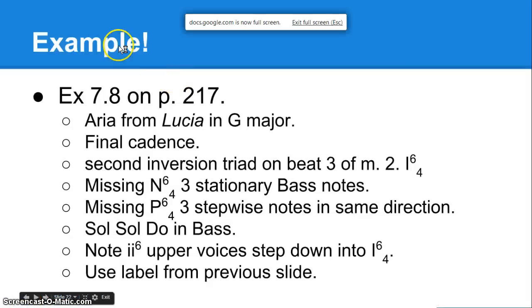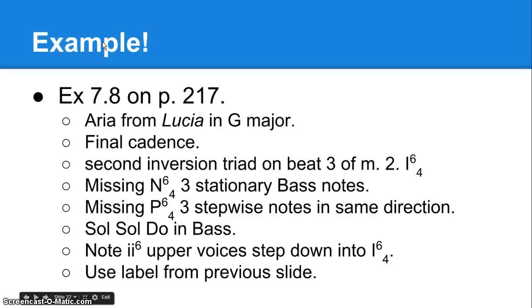So, important things to notice in this one. This is the final cadence of the aria. And so we're in G major. So we look in measure 2 of the excerpt. You'll notice that we have a tonic 6-4 chord on beat 3. So this is a G major triad with D's in the bass. Which then moves directly to 5.